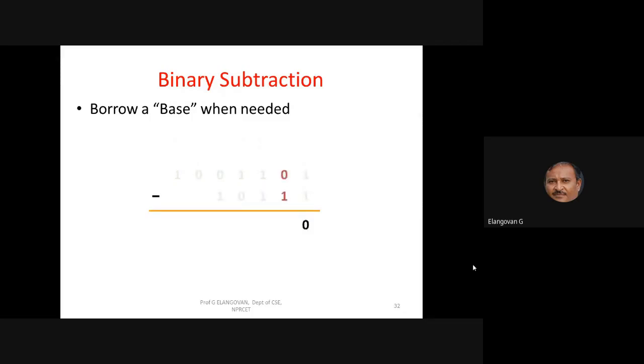Here, minuend and subtrahend: if we compare and the subtrahend is greater, we have to borrow. So what are we borrowing? We are borrowing the base value. Just recollect how we subtract 5 from 3. If you want to subtract 5 from 3, we borrow 1 from the lower order, so while borrowing it comes as the base value 10. So 13 minus 5 gives us 8 as the answer.